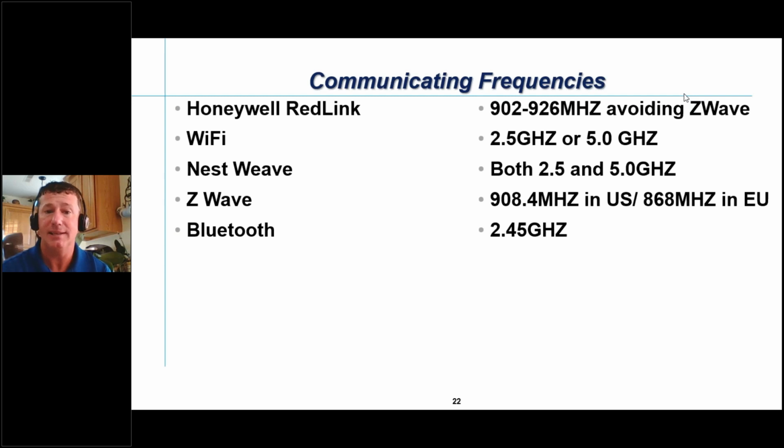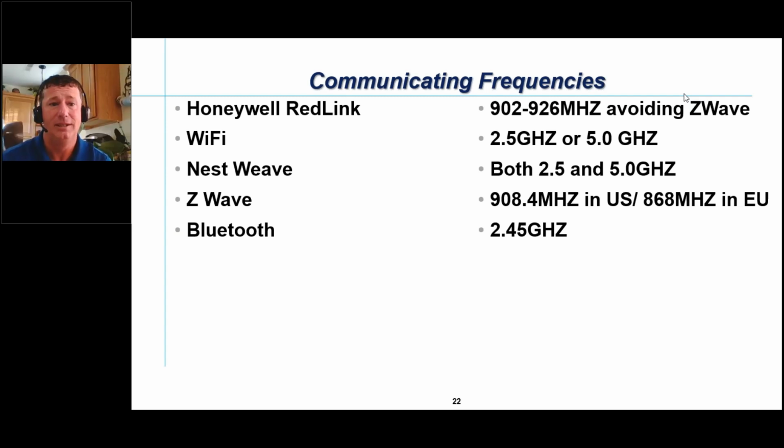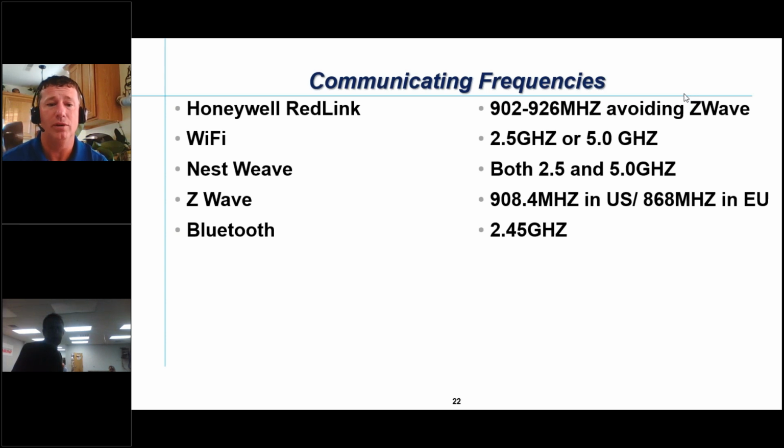We have Nest now using what's called a Weave network. So if you have a Nest or any Google product, it actually uses both bandwidths, and it bounces between 2.4 and 5 to find the greatest network. So you could have a Nest thermostat, and when it's connected to your Wi-Fi, it's now actually a home Wi-Fi extender because it's weaving through all of your other devices.